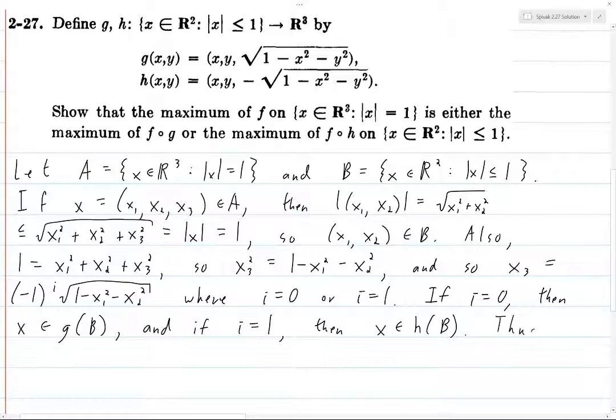So either i is going to be 1 or 0, and in either case x is either going to be in G of B or H of B, and thus x is in the union of G of B and H of B. And since this holds for any x in A, A must be contained in G of B union H of B.